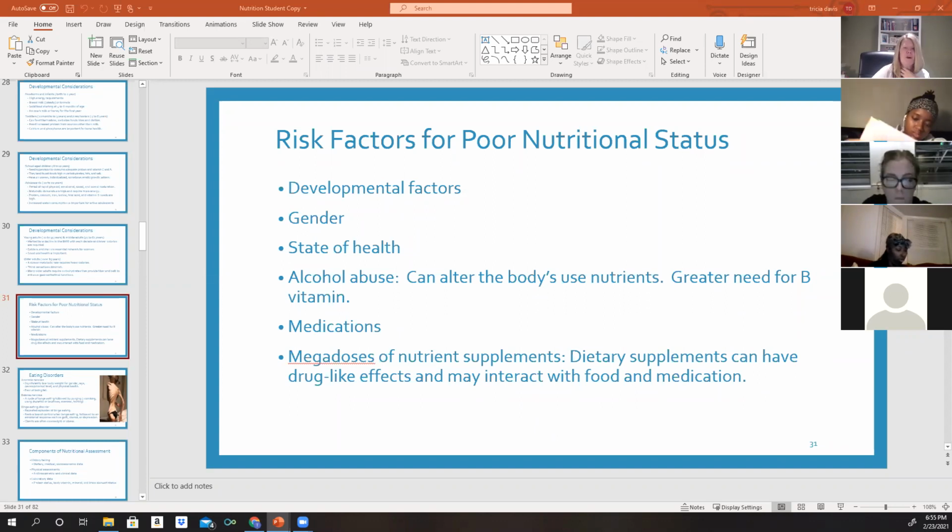If they abuse alcohol, alcohol can alter the way the body uses nutrients. There's a greater need for the B vitamins. The toxic effects of alcohol on the intestine, on the mucosa that lines the intestine, interferes with the body's ability to absorb nutrients. So the efficiency of the absorption decreases.